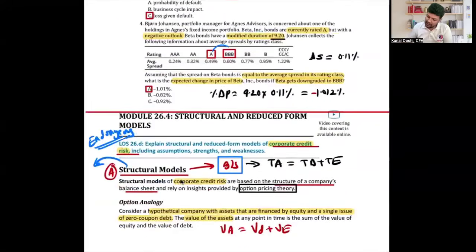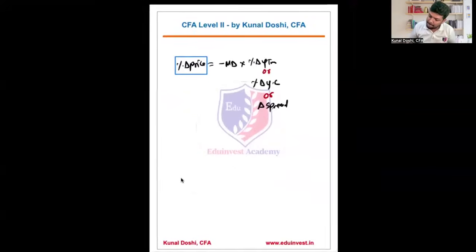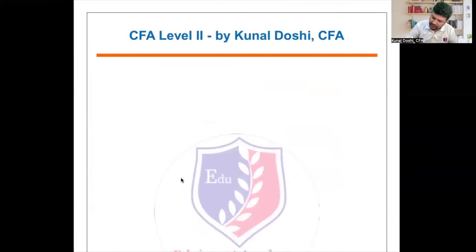Next, what do we have here? Yes, these are the structural models and reduced form models. What are these models? These are models of corporate credit risk. So let me write down models of corporate credit risk.